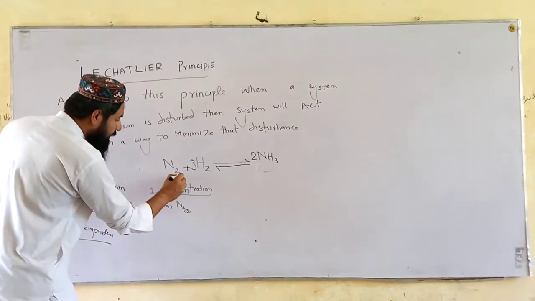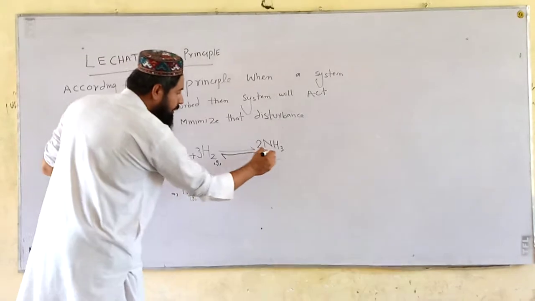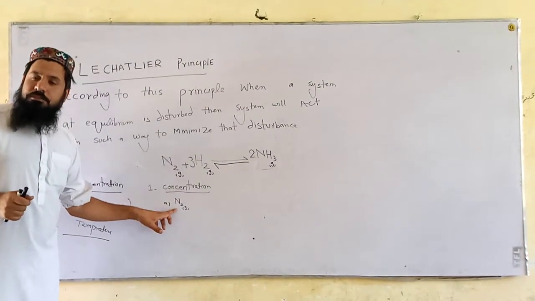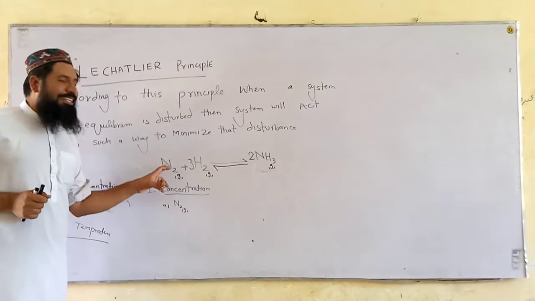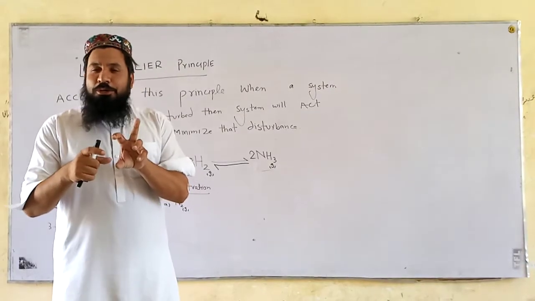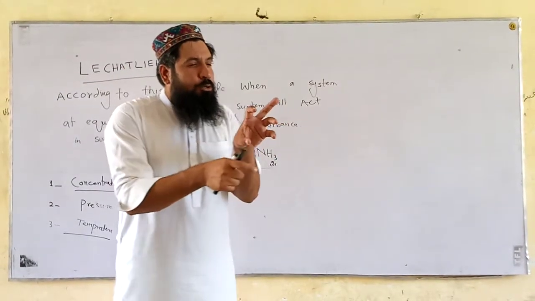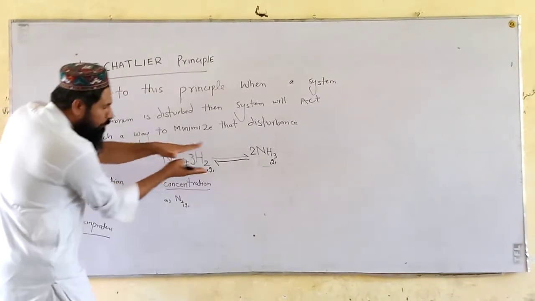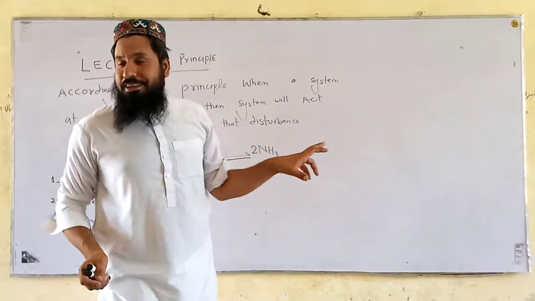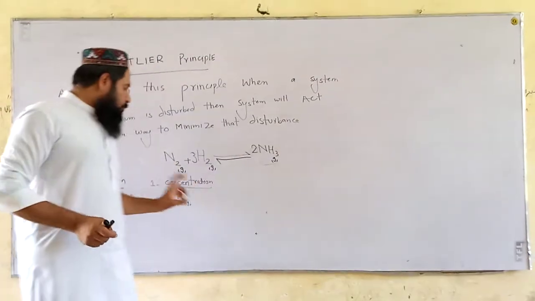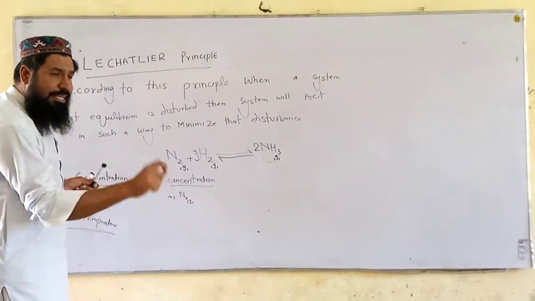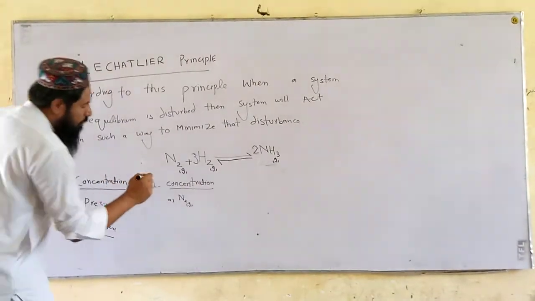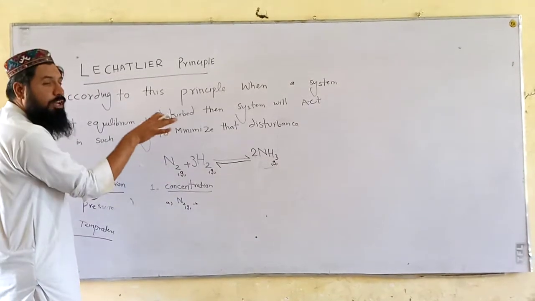Do you know what will happen? Tell me, if anybody has an answer, please. What will happen to the system when I increase the nitrogen gas concentration? Definitely the system will act in such a way as to decrease that nitrogen gas. So how will that be decreased? The system will move in the forward direction and the synthesis of ammonia will increase, the formation of ammonia will increase. So by increasing the concentration of nitrogen gas, the system will move in the forward direction.